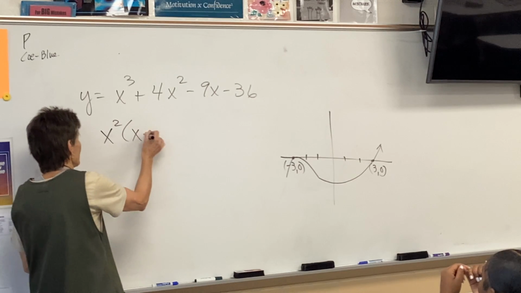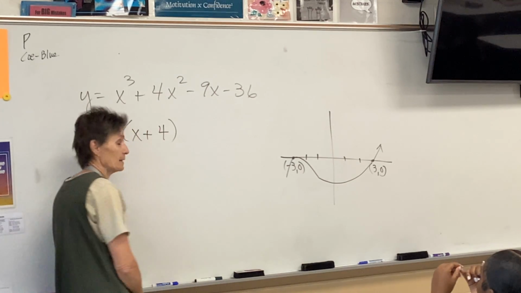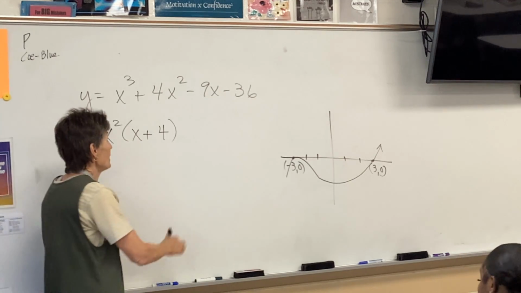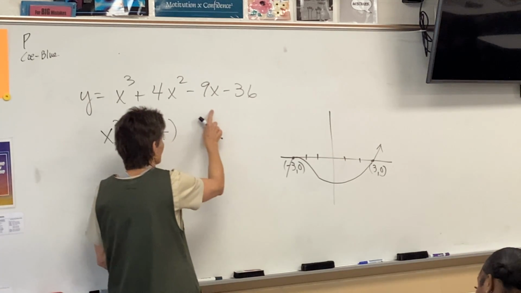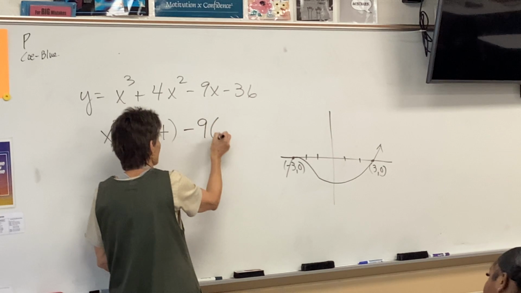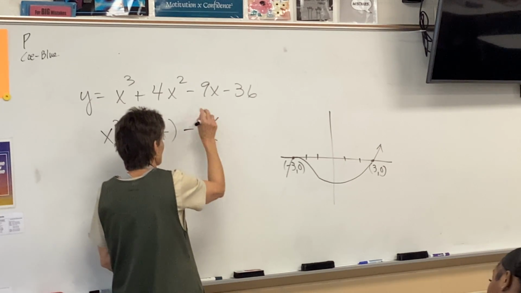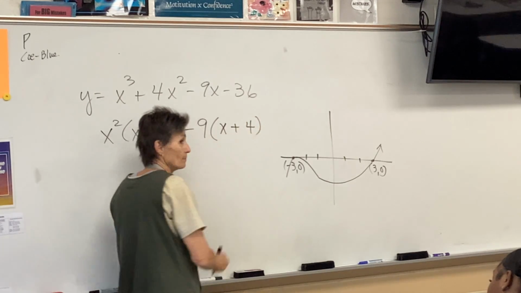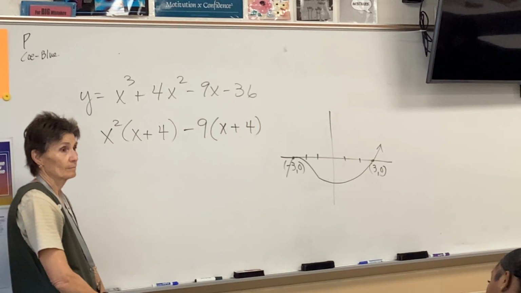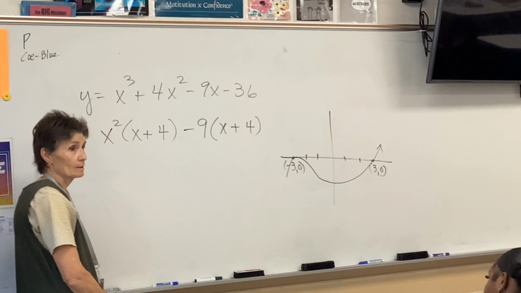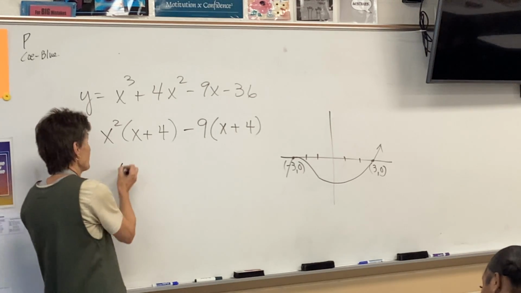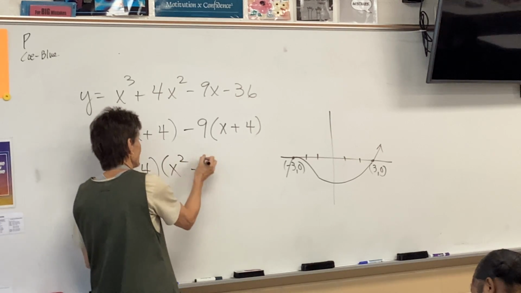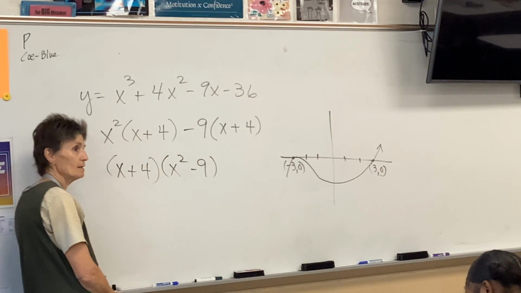Class, you doing okay back there? All right, taking out an x squared. Then what are we going to take out right here? A negative 9. I took out the negative, so that's going to be x plus 4. So I have x plus 4. And then I have x squared minus 9 again. I think that's what I just had.